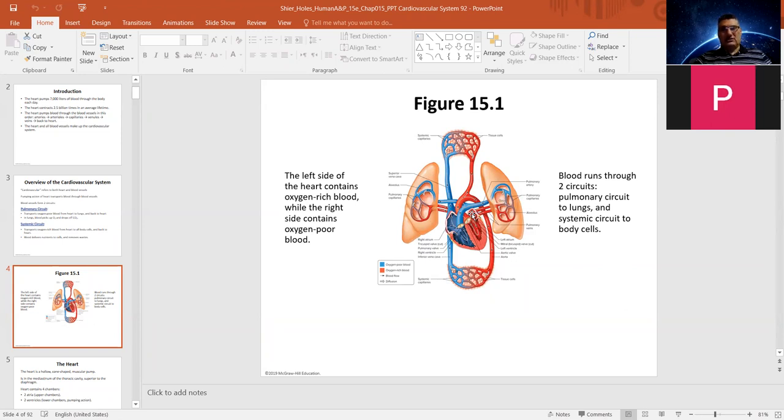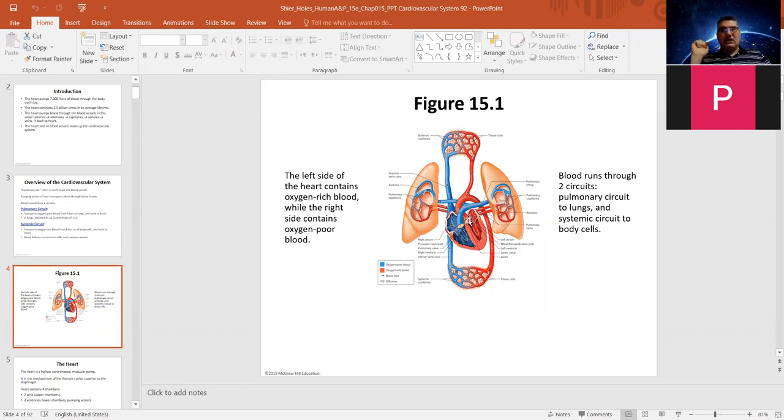Now it's oxygenated. This is the second half. It will pass through a valve here that's called the bicuspid valve or mitral valve or left AV valve, going to the left ventricle. The left ventricle contracts, and the blood will go to the aorta. It has to go through another valve here that's called the aortic semilunar valve. So now we have 4 valves.